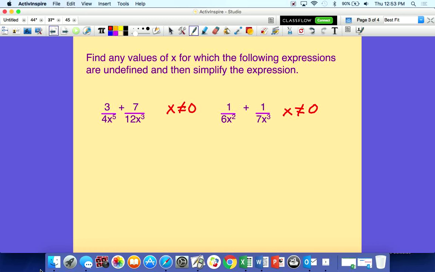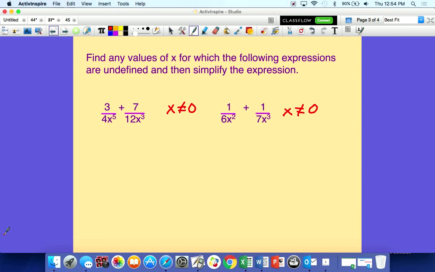Alright, then our job is to figure out what our common denominator is going to be. Well, what we could do is take 4 times 12 to get 48, and then x to the 5th times x cubed. Remember, you'd add the exponents, so then we'd have 48x to the 8th. There's nothing wrong with that, but you're going to have a lot of simplifying to do.